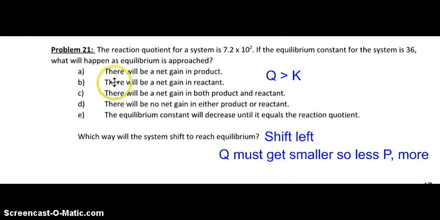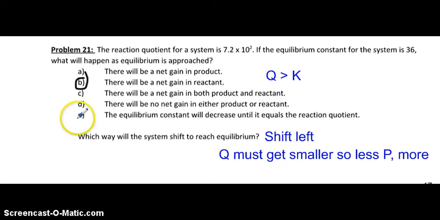Now, what answer here would tell me this? Does anything here say you need to lose products? No. Does anything here say you need to make more reactants? Letter B does, so let's circle letter B. Letter B is actually the right answer. There will be a net gain in the reactant.